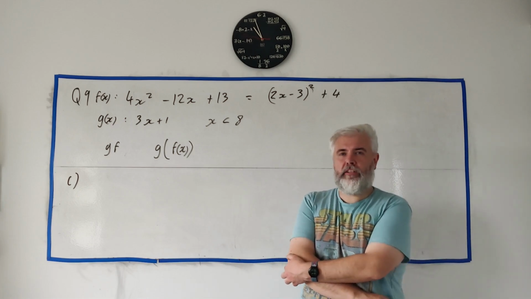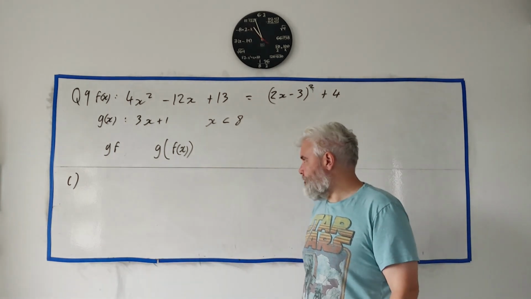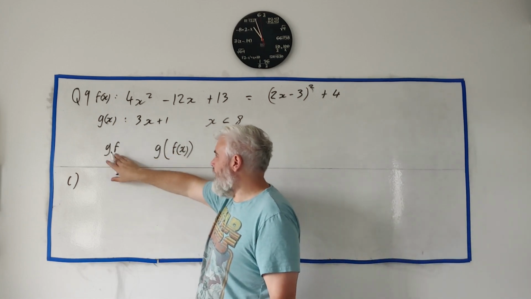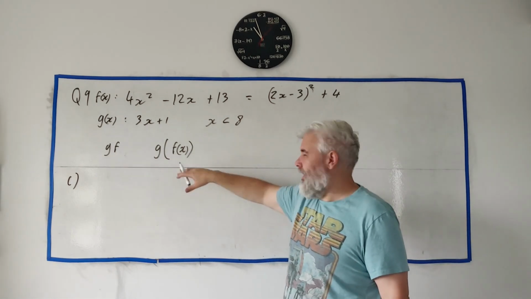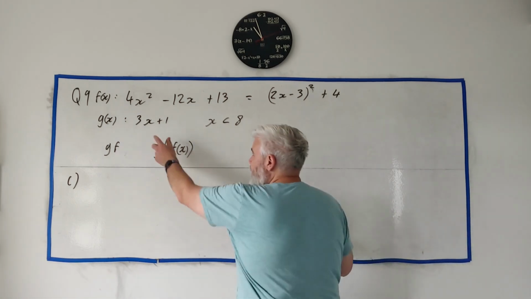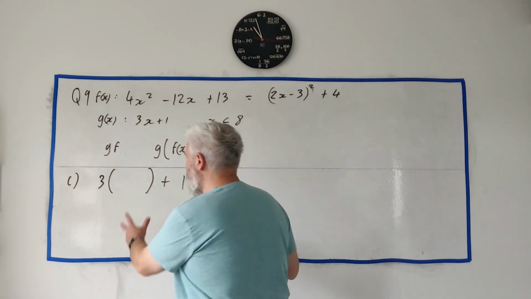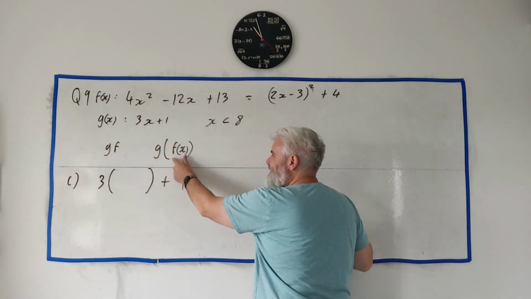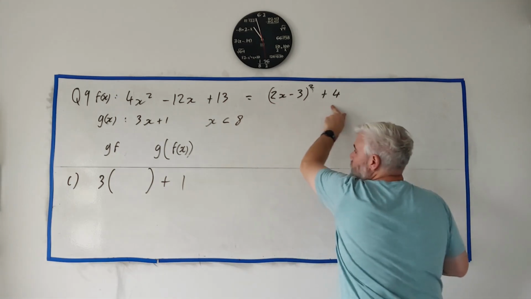Okay, in part C, they want us to find the expression for this composite here, gf of x. And again, gf of x can just be written as gf, or the function is gf. gf of x can be written as g bracket f of x. And that's how I'd rather write it, because it seems a lot clearer what it is. So how do we do that? We take g of x first, and that's 3 multiplied by something plus 1. Something's an x, but it's not an x going into g of x. It's a whole function. It's f of x, which is this whole thing here.